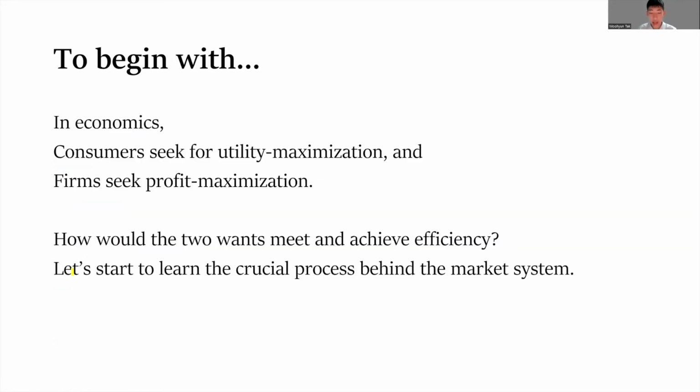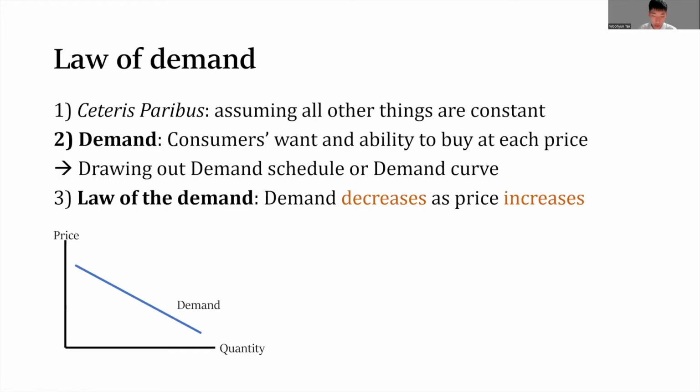In economics, consumers aim to maximize their utility from consumption, while producers aim to maximize their profits. This chapter will discuss the principles behind how the market system achieves efficiency by naturally controlling those two wants. First, it is good to know the term ceteris paribus, which means all other things are constant. This assumption is crucial for establishing the theories that we will learn from now on.